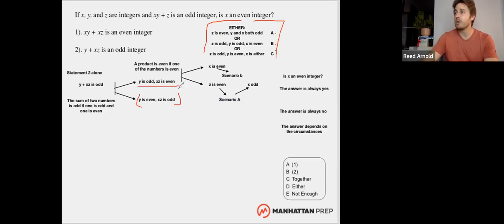In this world, I can have X be even and be in scenario B, or I can have Z be even and be in scenario A where X is odd. So I don't have an answer. The answer depends on the circumstance. But again, the value of mapping this out is to show you what your logic has to do and where you have to consider different possibilities and where those branches take you.